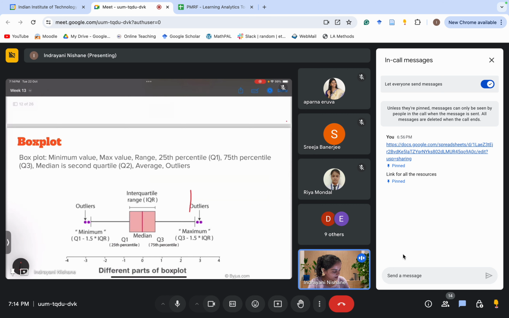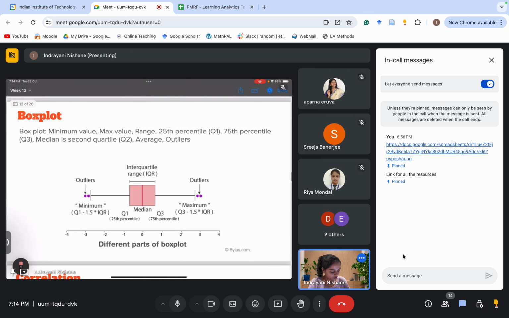Then last week somebody had asked about box plots. Box plot comes under descriptive analytics. It is used to understand how the data looks, what the data looks like. A box plot generally represents the data in quartiles, how it is distributed.